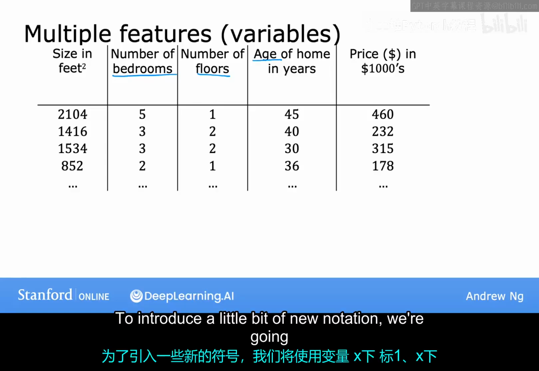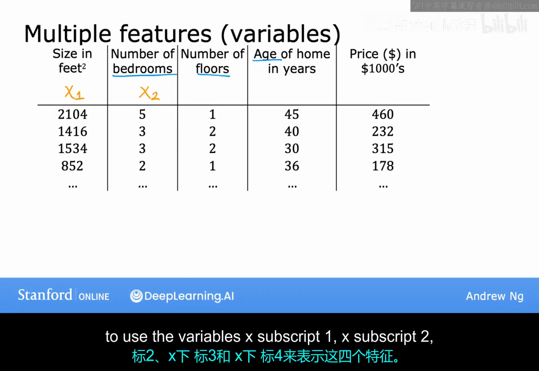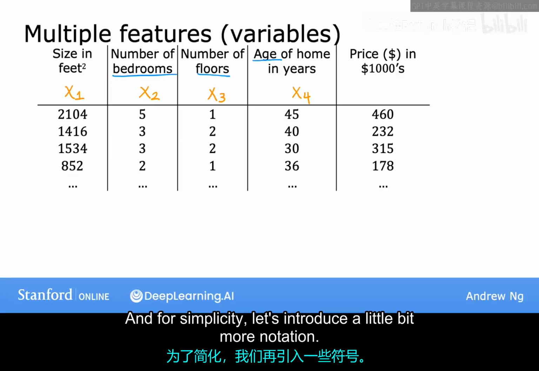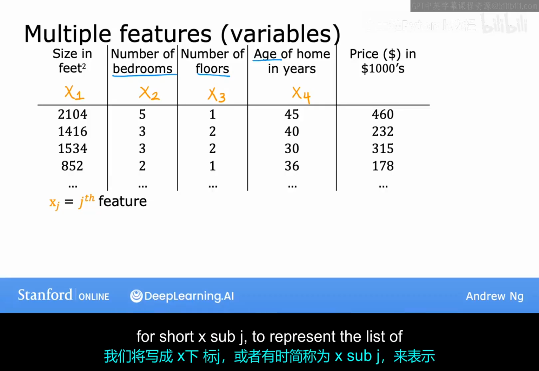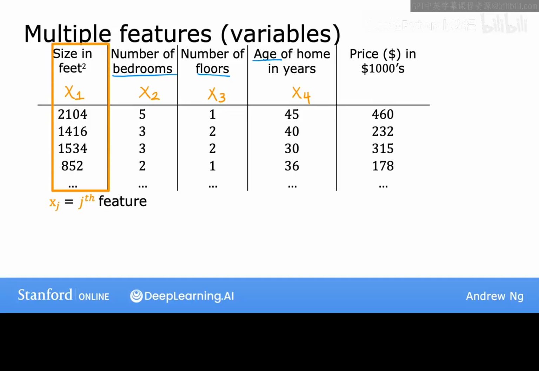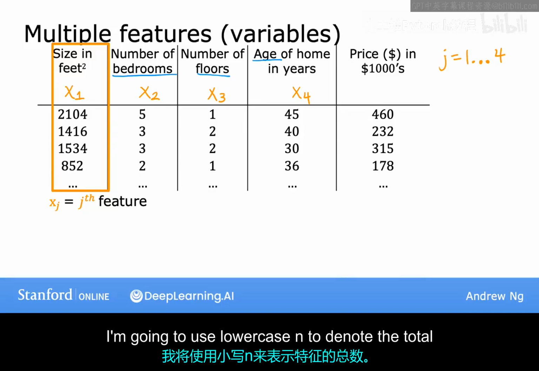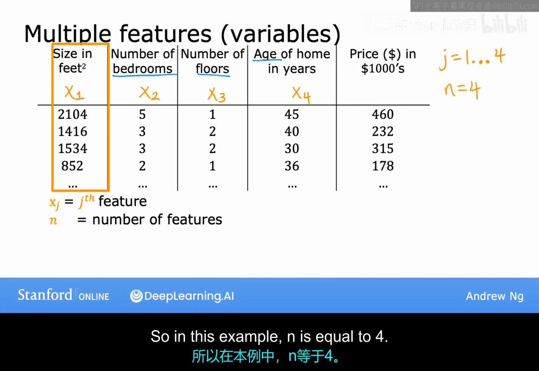To introduce a little bit of new notation, we're going to use the variables x subscript 1, x subscript 2, x subscript 3, and x subscript 4 to denote the four features. And for simplicity, let's introduce a little bit more notation. We'll write x subscript j, or sometimes I'll just say for short x sub j, to represent the list of features. So here, j will go from 1 through 4 because we have 4 features. I'm going to use lowercase n to denote the total number of features. So in this example, n is equal to 4.